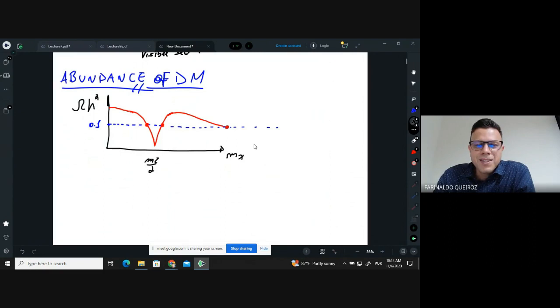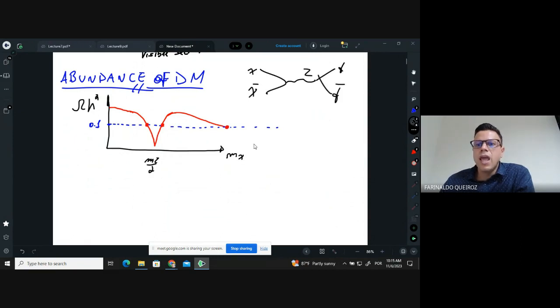Okay, so I'll try to address it. So the reason goes as the following. I have dark matter here, chi, emits another chi, and then annihilates and produces fermions. So the heavier the dark matter particle is, the more annihilation channels are accessible to the dark matter particle. So as I increase the mass, I increase sigma v.